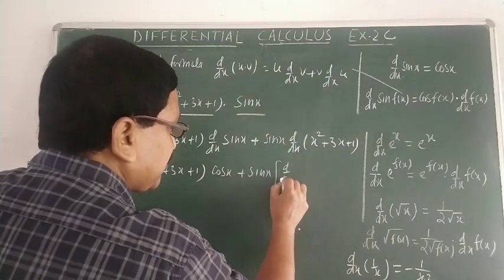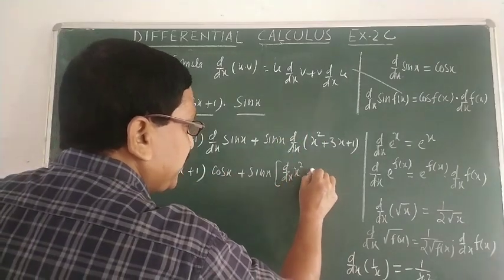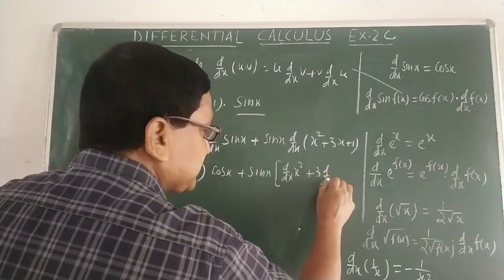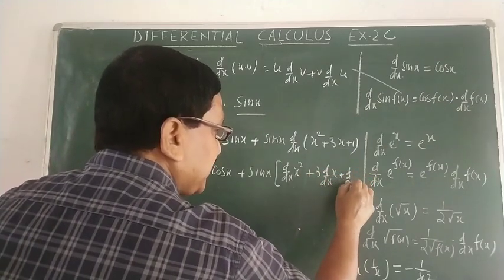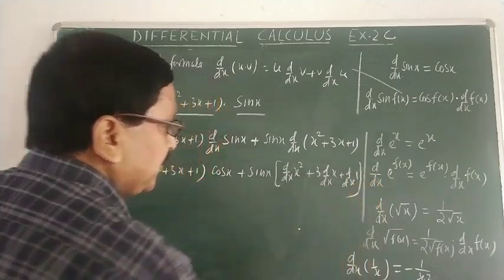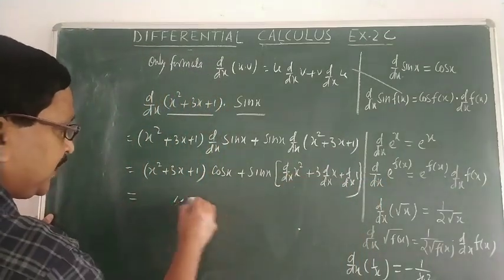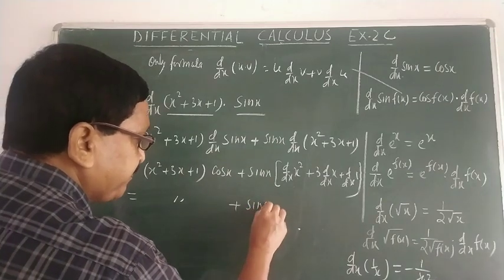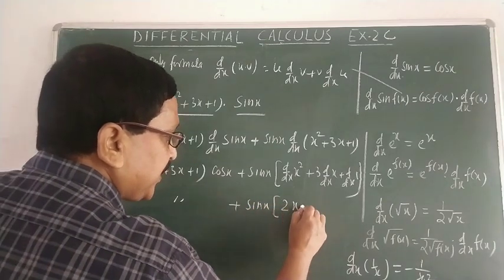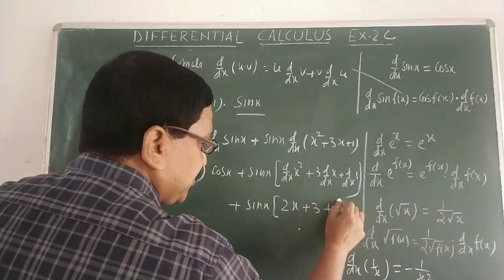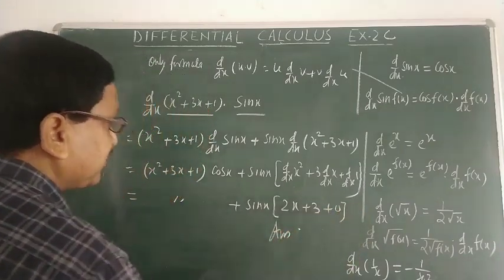Now this d by dx is distributed over this. So d by dx of x square plus 3 d by dx of x plus d by dx of 1. 3 is taken outside from differentiation. So this is as usual plus sin x into the derivative of x square, which is 2x plus 3 plus 0. So this is your final answer.